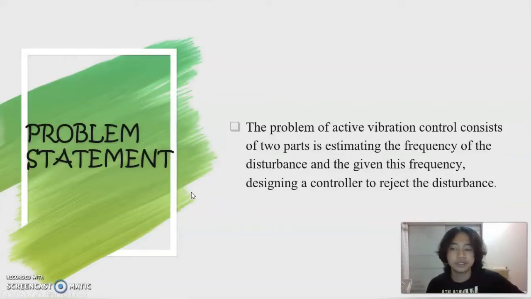So next is the problem statement. The problem statement of our project is that active vibration control consists of two parts: estimating the frequency of the disturbance and, given this frequency, designing a controller to reject the disturbance. So that's all from my part. I'm going to pass to my group members.